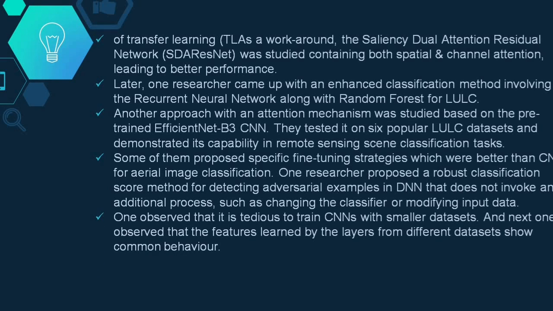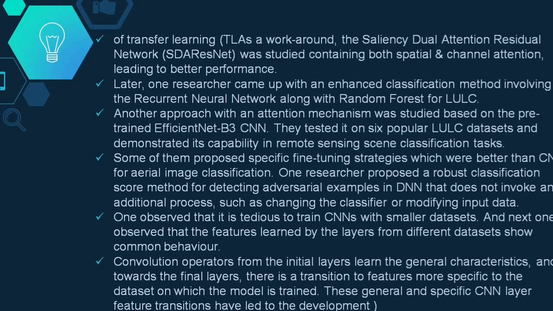One observed that it adheres to trained CNNs with a smaller dataset, and the next one observed that features learned by the layers for different datasets show common behavior. Convolution operators from the initial layers learn the general characteristics, and towards the final layers there is a transition to features more specific to the dataset on which the model is trained. These general and specific CNN layer feature transitions have led to the development of transfer learning.